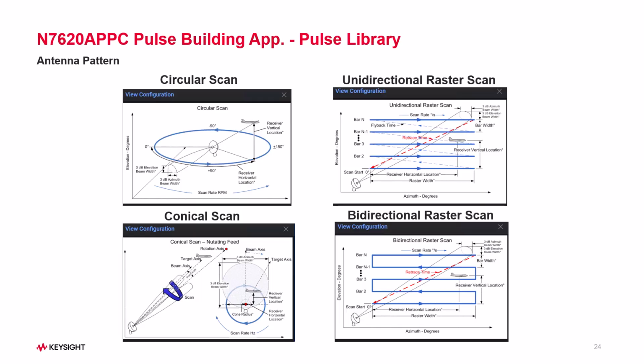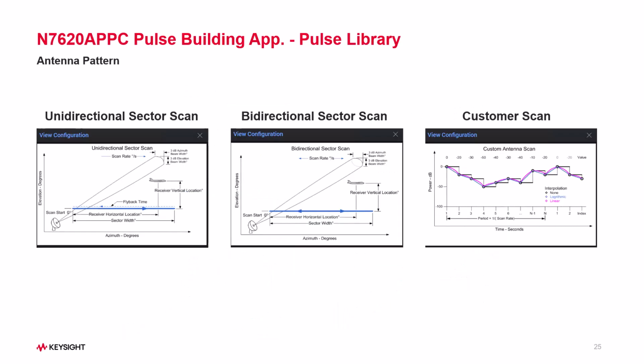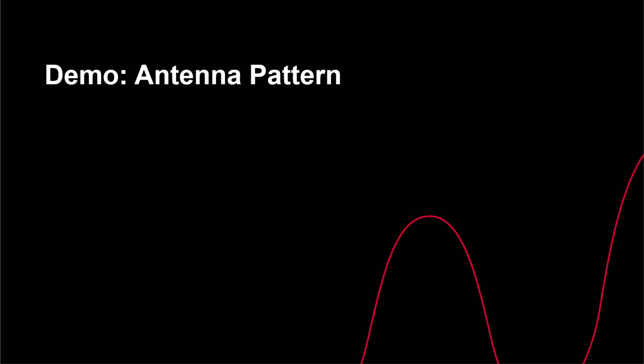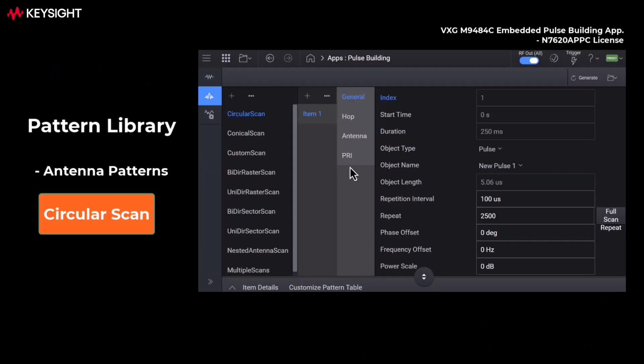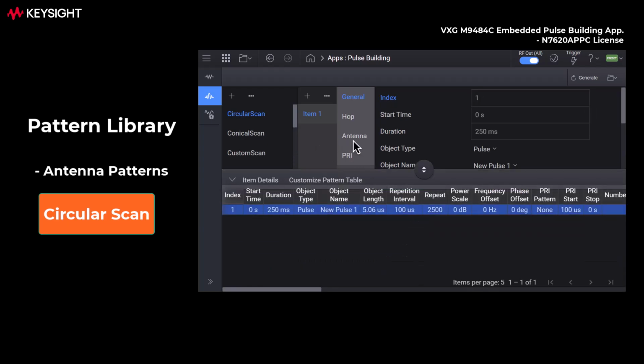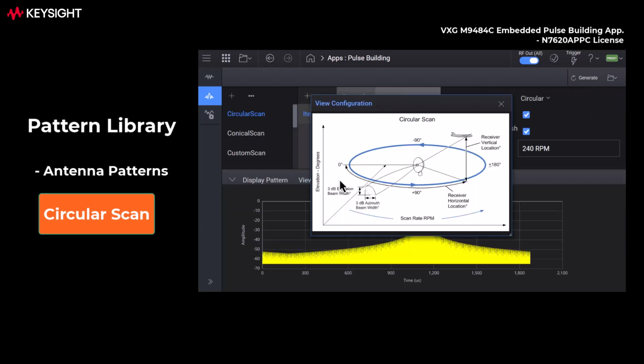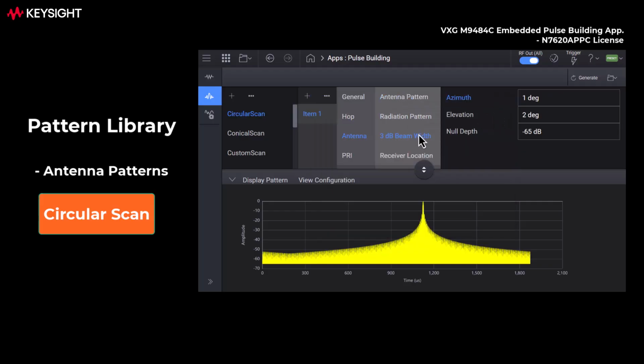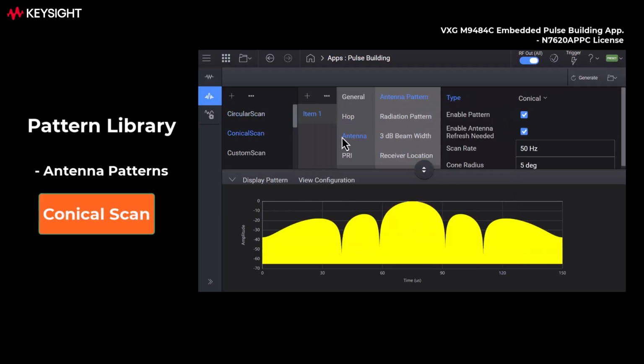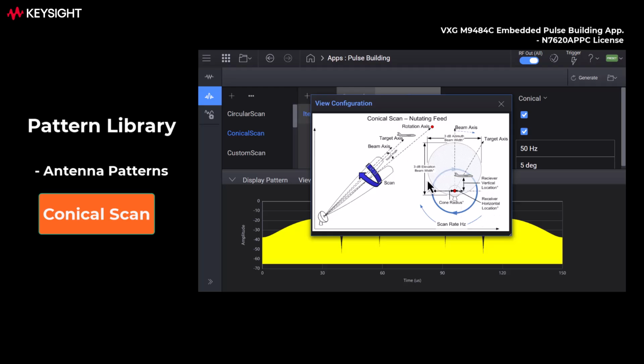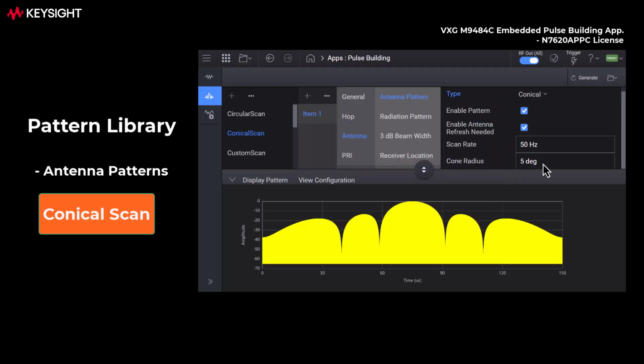Radar systems rely on antenna scan patterns like circular, conical, raster, and sector scans to efficiently cover areas, enabling accurate detection, tracking, and situational awareness across different zones. The Pulse Building app supports multiple scan methods for realistic simulation. You can set the scan rate, receiver location, and view pattern diagrams and configuration graphs to better understand each setup.